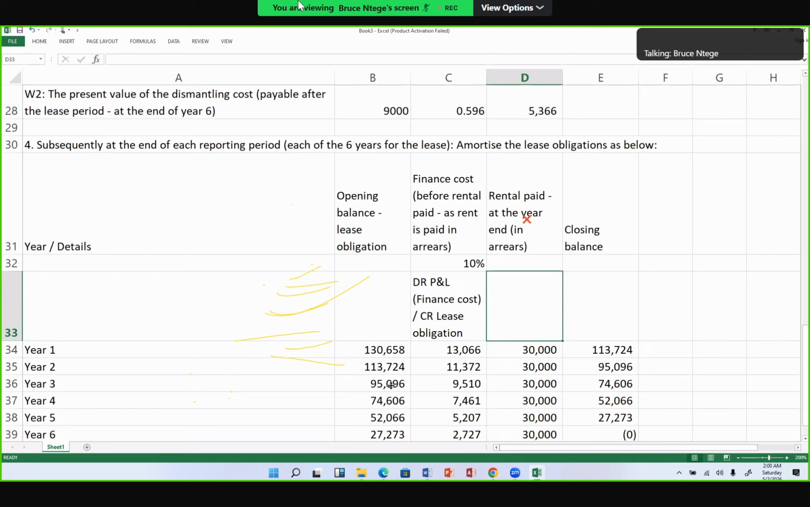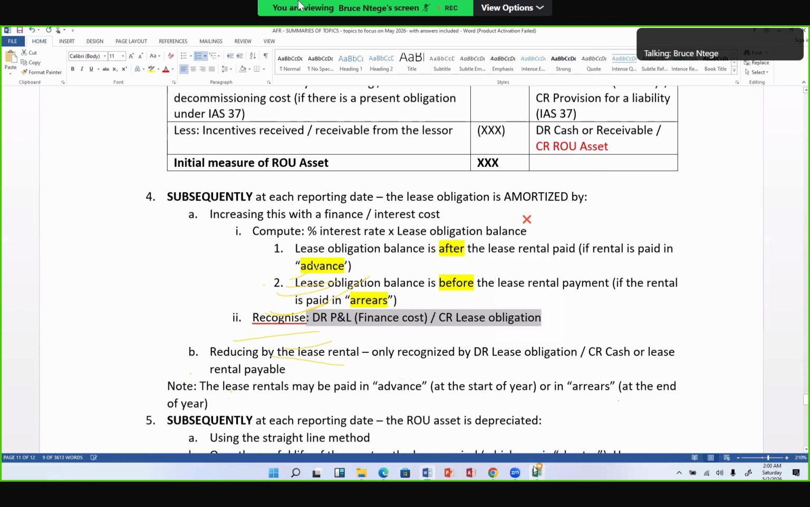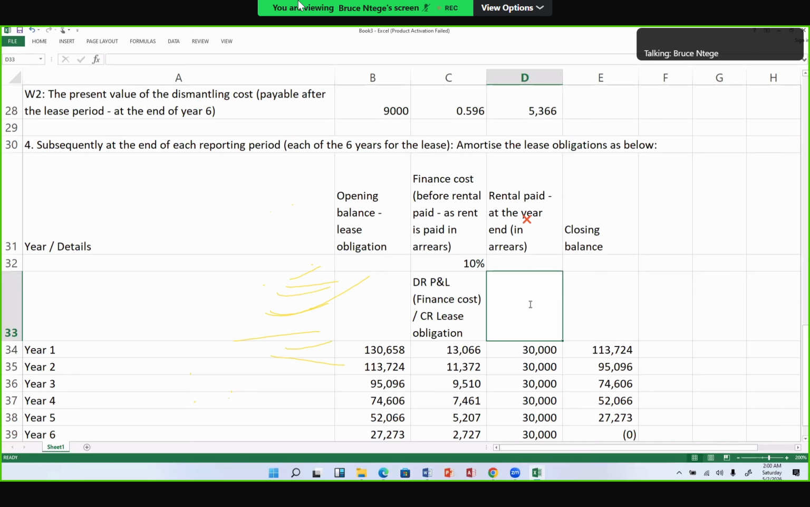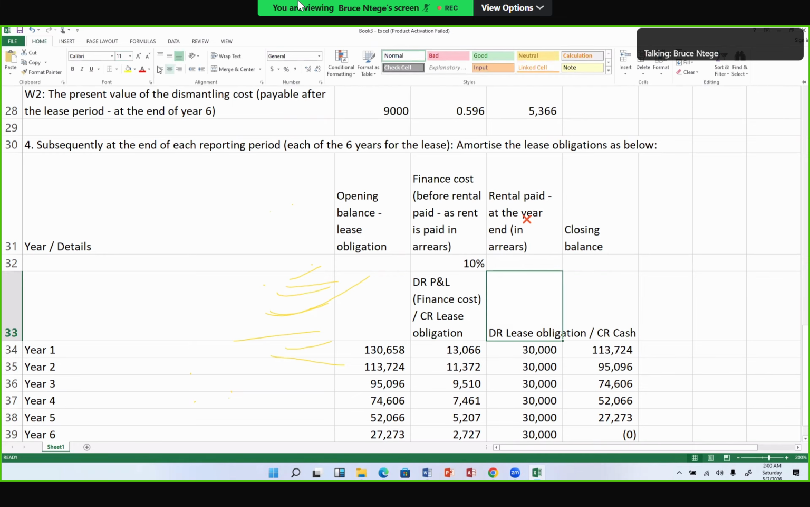How about the rent paid? Again, if you remember, the rent paid, they will always give it to you, and your duty is just to post it, to say that rent paid, I'll keep debiting, where is it? Down here. I'll keep debiting the lease obligation account, and crediting cash. So let's go and put that above or at the start, to say that every year you have rent, you are paying, so you are debiting the lease obligation and you're crediting the cash. So you alert the examiner that that's what's happening every year.